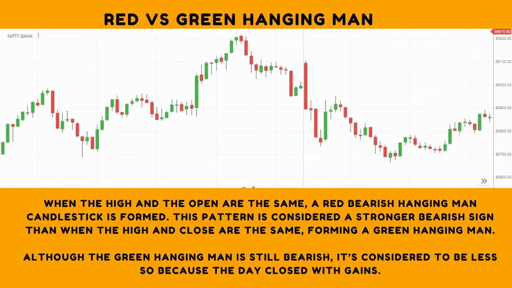Red versus green hanging man. When the high and the open are the same, a red bearish hanging man candlestick is formed. This is considered a stronger bearish sign. When the high and close are the same, a green hanging man is formed. Although the green hanging man is still bearish, it's considered to be less so because the day closed with gains.